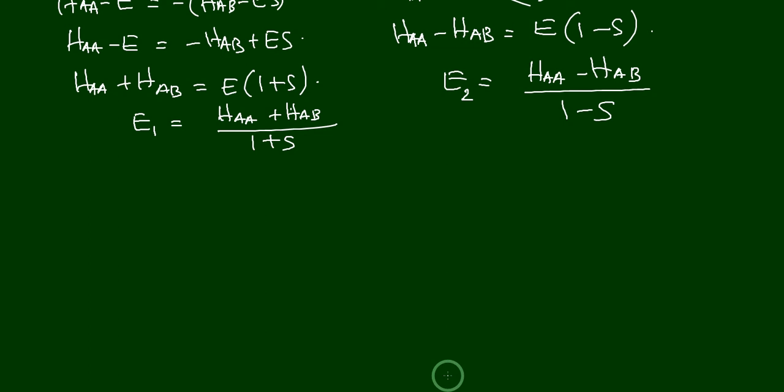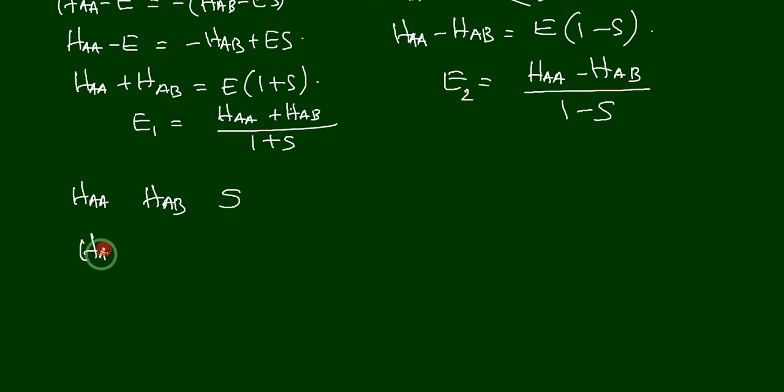Now we have expressions for E, and the solutions for E are E1 and E2, and this calculation of E1 and E2 now requires the evaluation of certain integrals. Which are those integrals? The calculation of E1 and E2 requires the evaluation of HAA. Okay, this is an integral, and it requires the evaluation of HAB, right? And it also requires the evaluation of the integral S. Okay, so these three integrals should be evaluated.